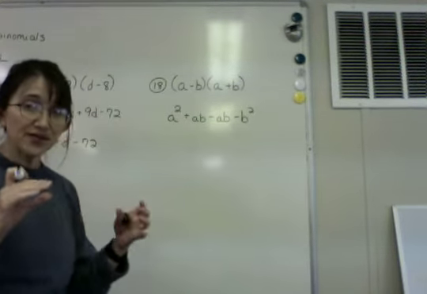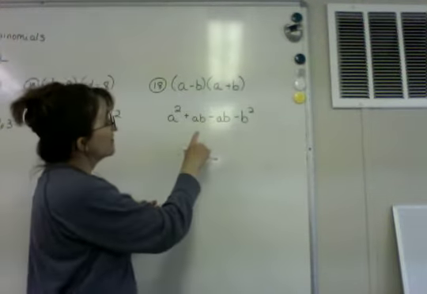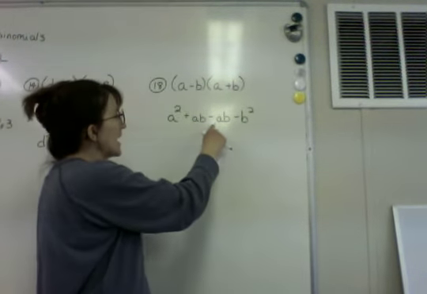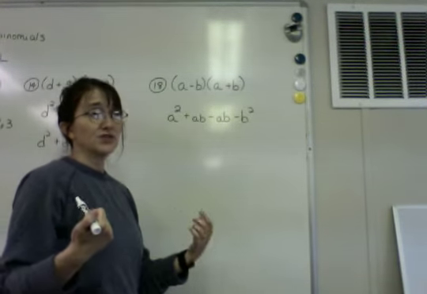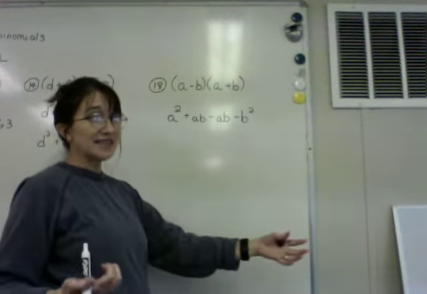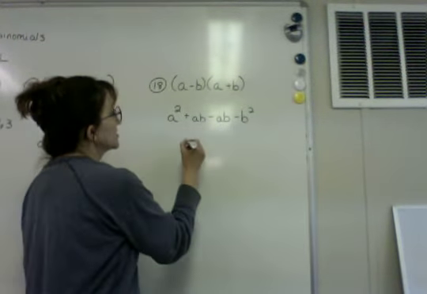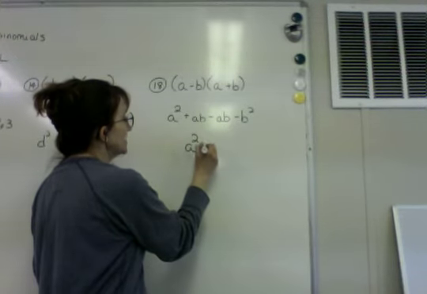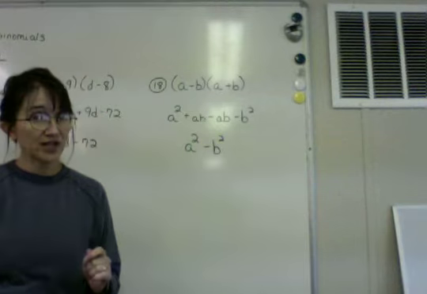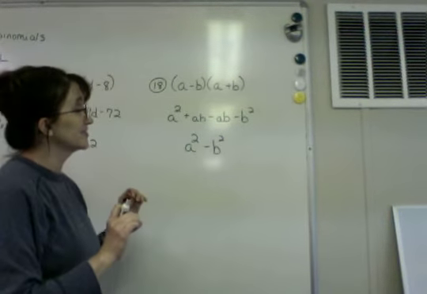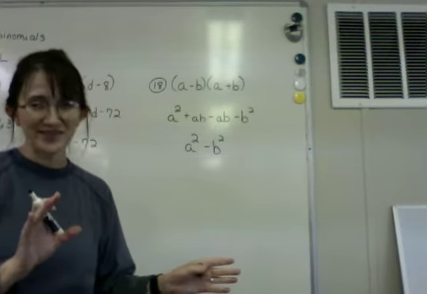Now, I need to put together my like terms. Look what happens to the ab. I have a positive ab, and I'm adding a negative ab. Or I have a positive, and I'm basically subtracting an ab. This ends up becoming 0. It just goes away. So that ends up becoming a squared minus b squared. And this will be a special product that we look at tomorrow called the difference of squares, okay?